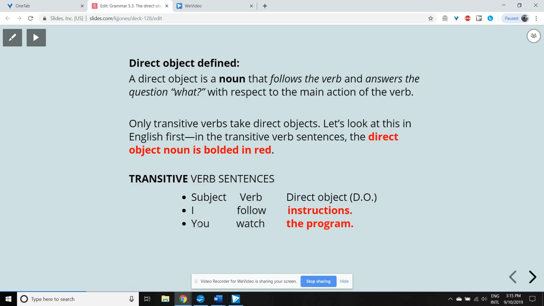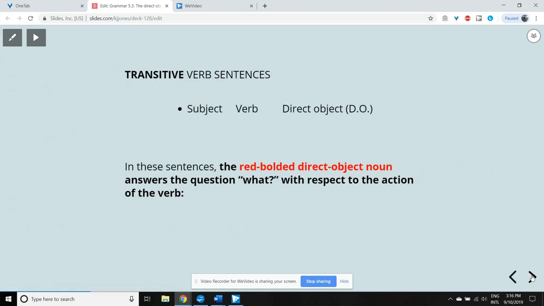Here's another example. You watch the program. In this transitive verb sentence, our subject is you, our verb is watch, and the direct object is program. This is our direct object noun. Let's continue. So, in these sentences, the red bolded direct object noun answers the question, what, with respect to the action of the verb. So we have this sentence, I follow instructions, where the direct object is instructions. And that answers the question, follow what?